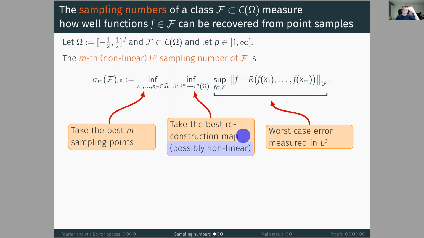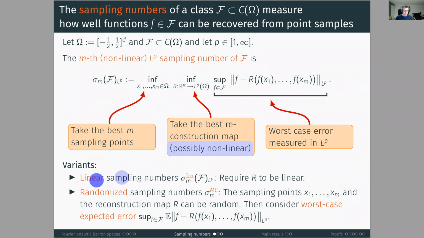And what I should mention, so these are the non-linear sampling numbers. So R is really an arbitrary map. It can be non-linear, it can do crazy stuff. We don't really require anything else from it. But there are variants of these sampling numbers. One variant is the linear sampling numbers, where you do actually require the reconstruction operator to be a linear map. And also here, everything is deterministic. You have to choose once the sampling points and the operator.